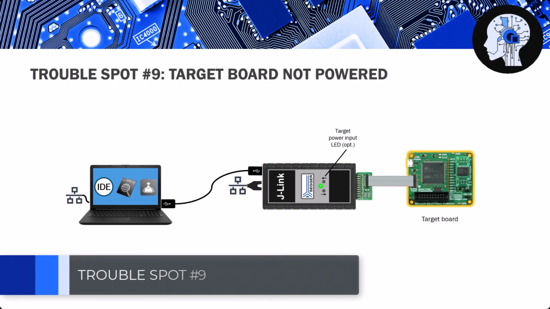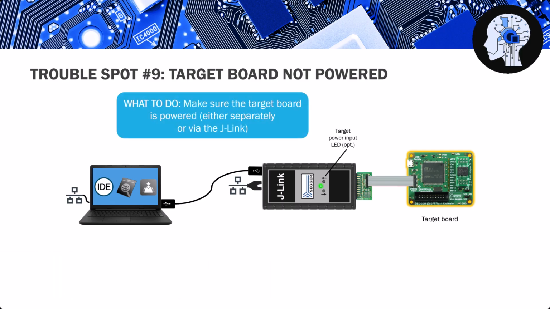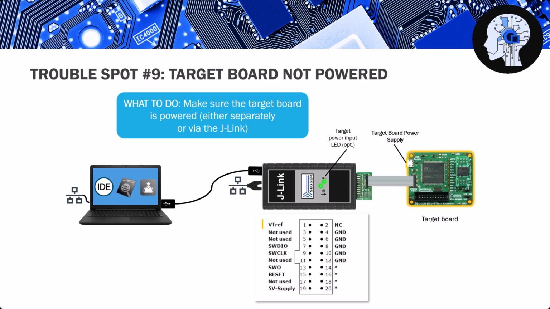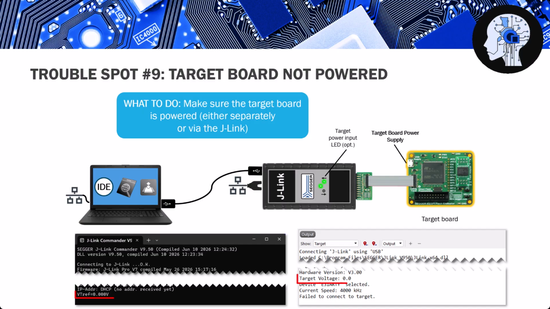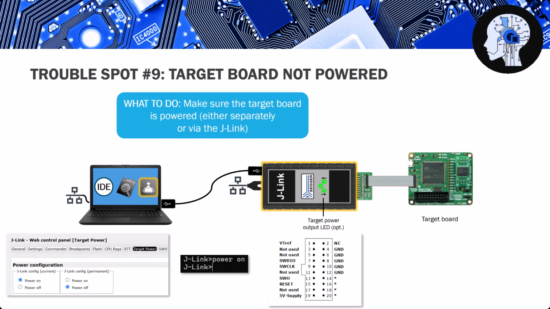If your target board doesn't have power, J-Link cannot connect to it. Therefore, make sure the target board is powered. J-Link Ultra and J-Link Pro indicate proper target power supply via the target power input LED. The target MCU supply voltage generally needs to be fed back to the J-Link via its VTREF pin, which is pin 1 of the 20-pin target connector on the J-Link. Watch out for messages from your IDE or debugger about the voltage measured at the VTREF pin. If the target board is designed accordingly, you can also power it via the J-Link.